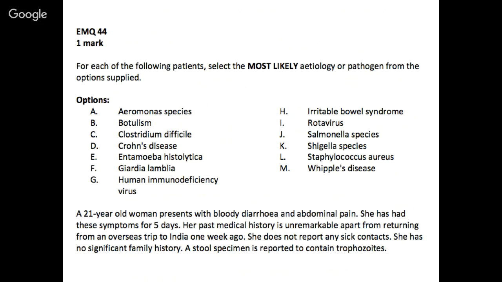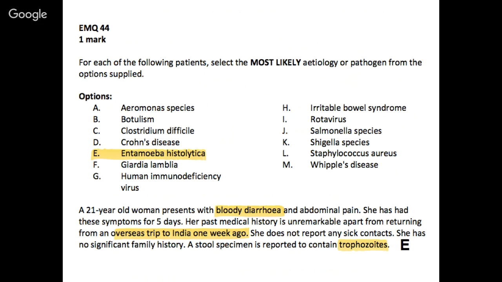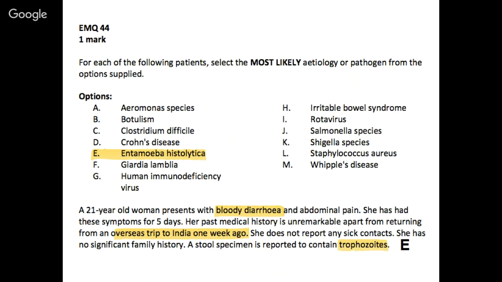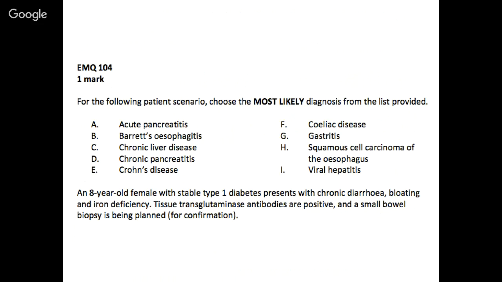Trophozoites. A bit hard. Okay, so it's Entamoeba. It's literally one word that gives you the answer. Which one? M. I haven't got a clue. Never heard of it. Tissue transglutaminase, bloating.